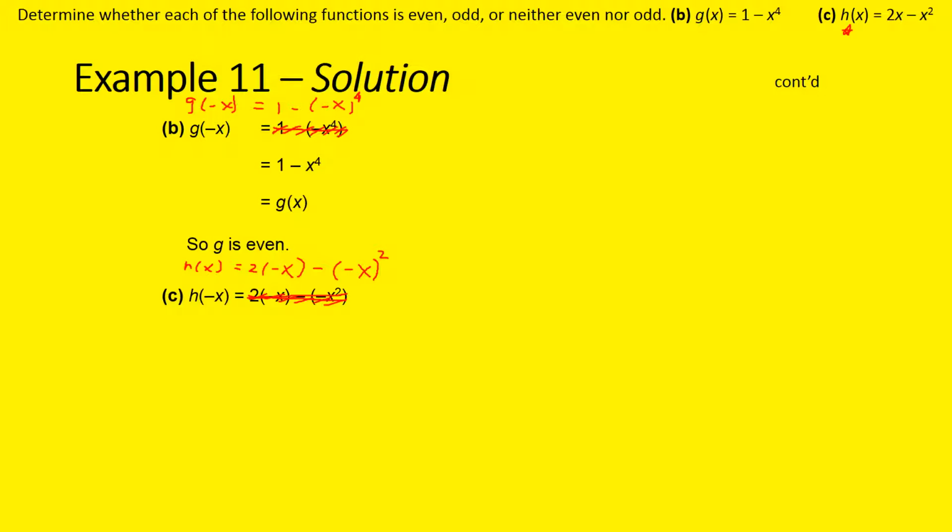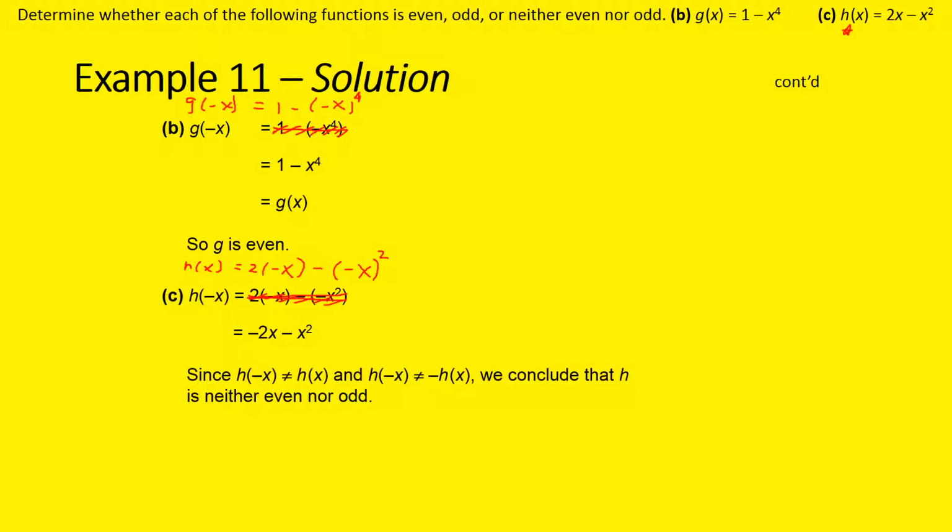So we're replacing x with negative x. Well, that is 2 times negative x minus x squared, which is the same thing as negative 2x minus x squared. And we might want to do the same thing that we did with f, which is to factor out a negative. Negative of 2x plus x squared.